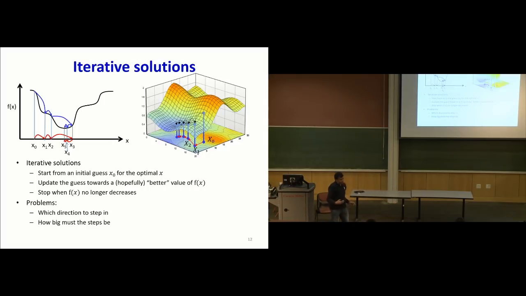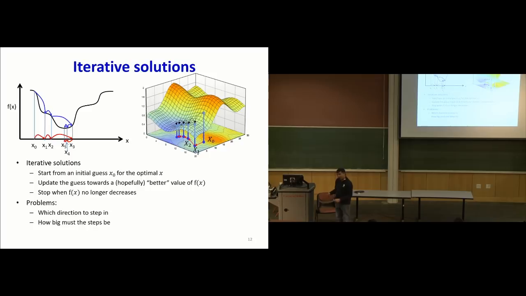And then you look around and you say, hey, the function is decreasing if I travel in this direction, so you take a step in that direction. You repeat this process, you're going to keep walking down the function, and eventually, hopefully, you will arrive at a location where the function no longer decreases, and that is going to be your estimate for where the function is a minimum.